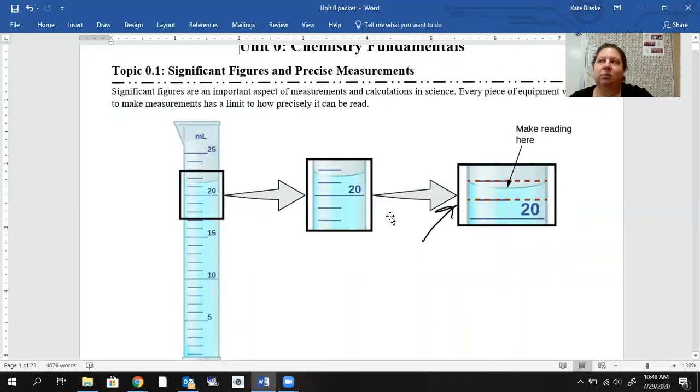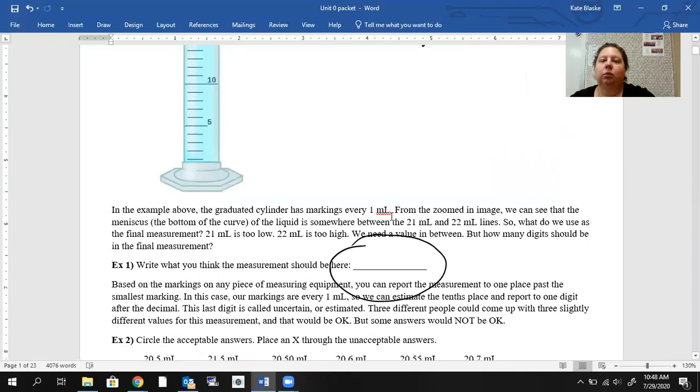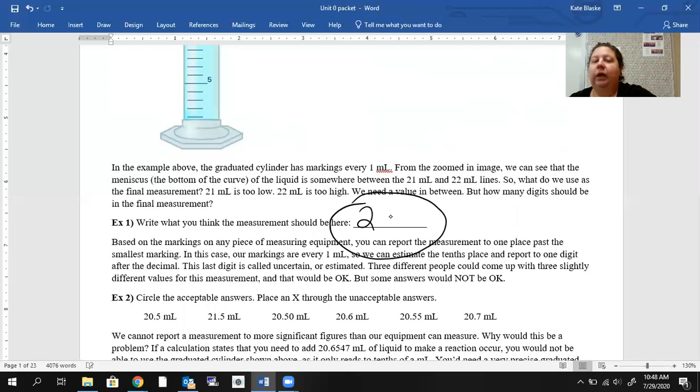Because that measurement is somewhere between 21 and 22 milliliters, and those markings are every 1 milliliter, we are allowed to make a 1 decimal place estimate past the markings. So in this case, since our markings are every 1 milliliter, we are allowed to make an estimate to the tenths place, to 1 decimal place past that measurement. So your reading should be 21.4 milliliters, 21.5 milliliters, 21.6 milliliters, somewhere in that range.